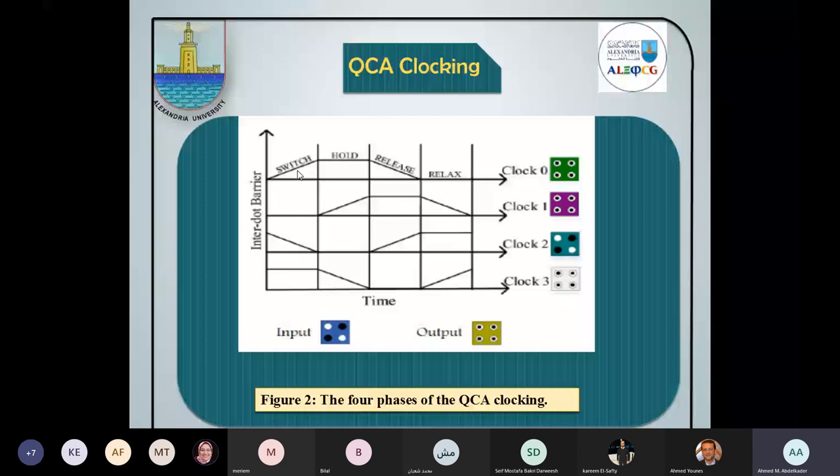In the hold phase, the cell keeps its polarity and acts as an input to the neighboring cells. In the release phase, the cell can no longer keep its polarity and it turns to the null state. And finally, in the relax phase, the cell actually becomes in the null state.